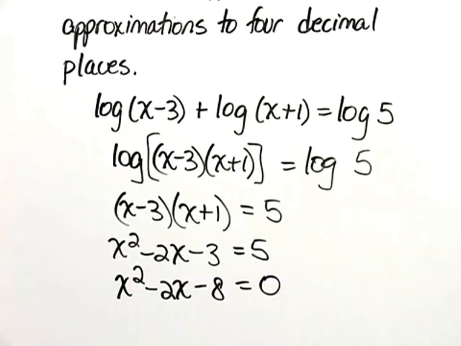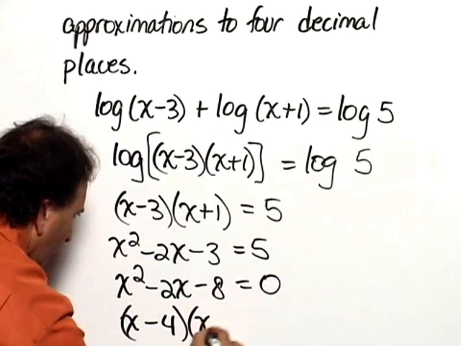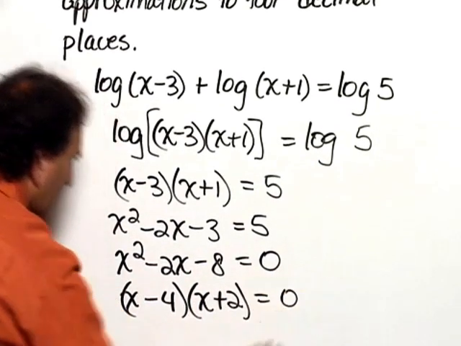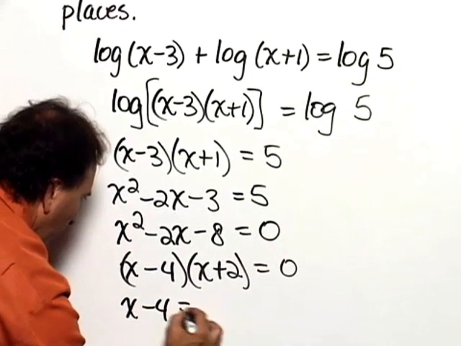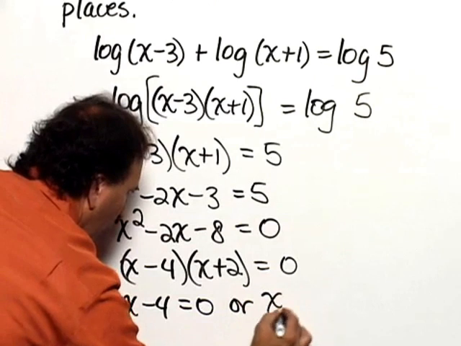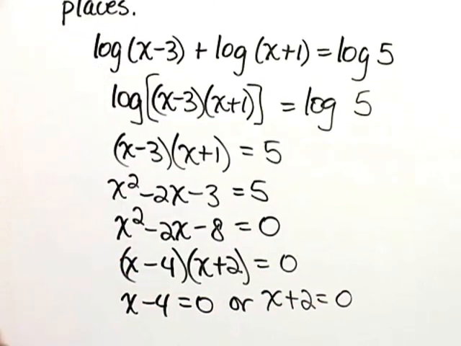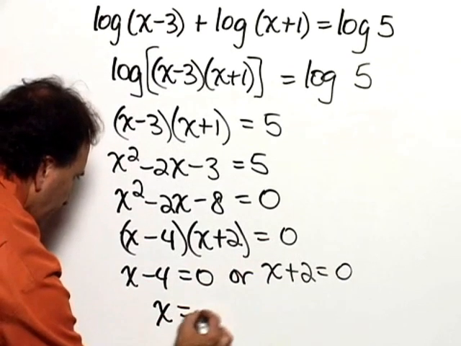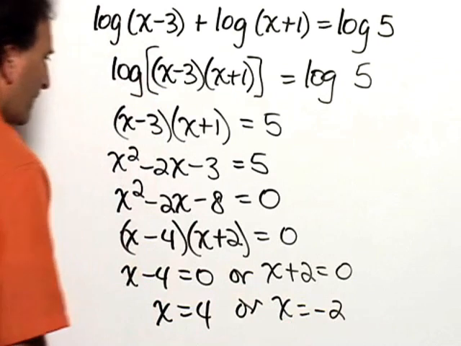Now factor the left-hand side. It factors into (x minus 4) times (x plus 2) equals 0. Now use the zero factor property to say that x minus 4 equals 0 or x plus 2 equals 0. Then solve each of those. We get x equals 4 or x equals negative 2.